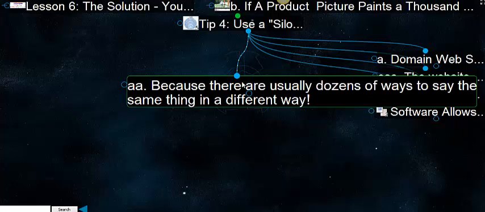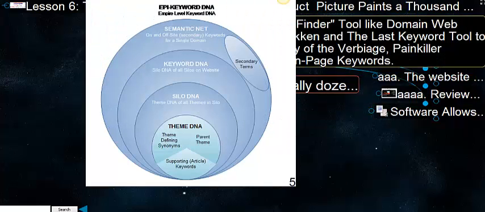Remember, the silo landing page is the page that we're targeting for ranking, using your semantic net, your keyword DNA, and your silo keywords. All that is really fancy schmancy stuff. That just simply means all the words that you're going to use in the video and all the words that people are going to type in to try to solve that pain. And hopefully you've got them all covered in the search engines, right?